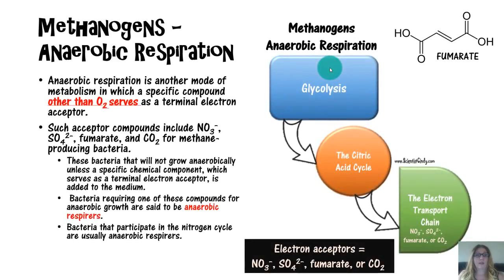For example, let's look at methanogens. So anaerobic respiration is another mode of metabolism in which a specific compound other than oxygen serves as the terminal or final electron acceptor. Such acceptor compounds include nitrate, nitrite, sulfate, fumarate, and carbon dioxide for your methane-producing bacteria like we have here.